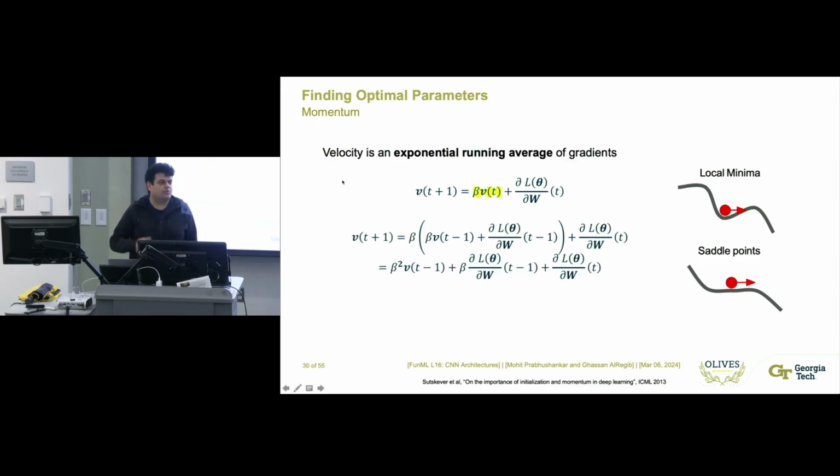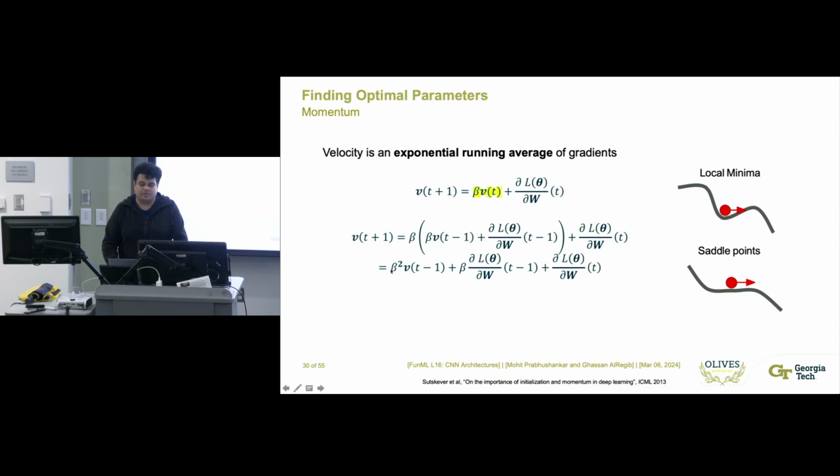One mathematical way of thinking about this v function is that it's an exponential running average of gradients. If you take v_t and replace it with the previous iteration's v, that means it's beta * v_{t-1} + dL/dW_{t-1}, right? You can keep on doing this. v_{t-1} can now be v_{t-2}, and that multiplies itself with beta cubed and so on. That's another reason why beta has to be less than 1.